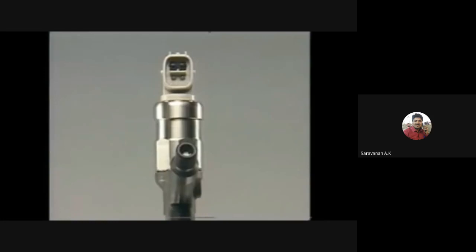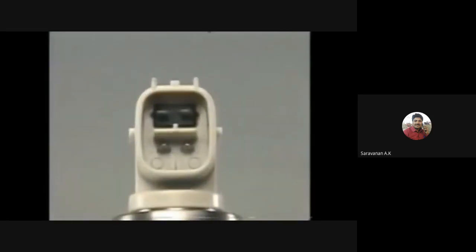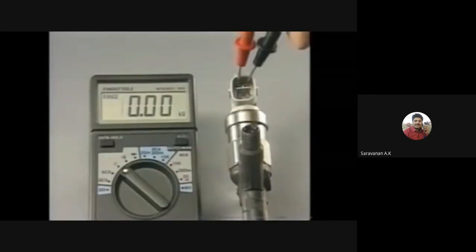A small trimming resistor is installed to each injector to compensate for production variations. The ECU recognizes the resistance and applies correction for injection of each cylinder.